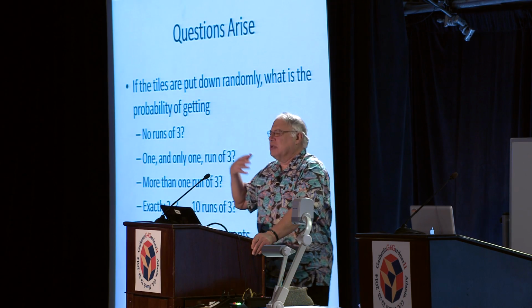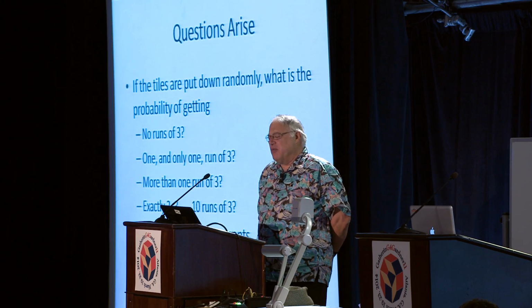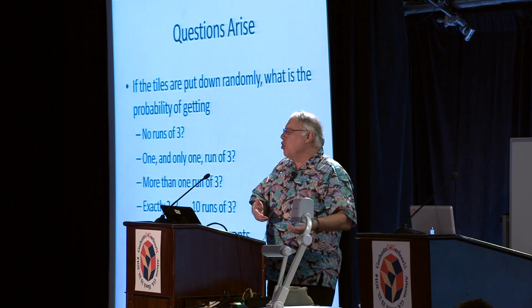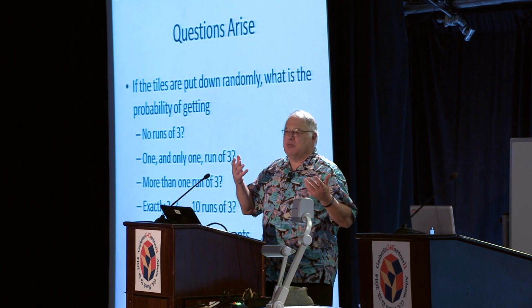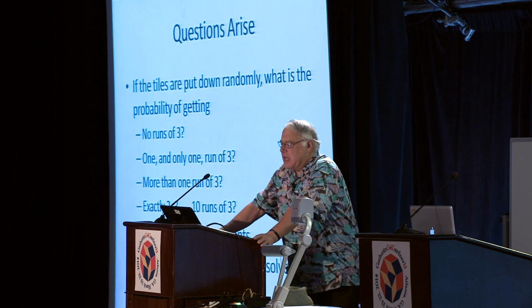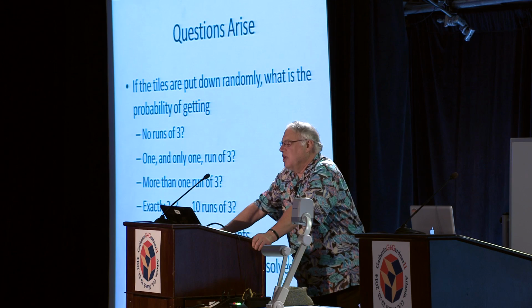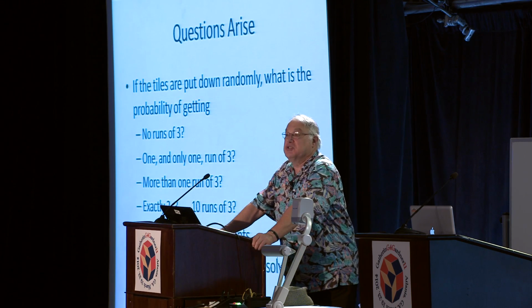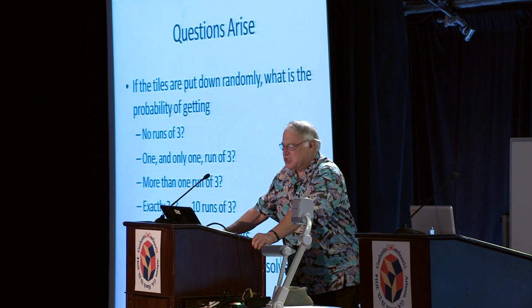So the game is maybe a little more difficult than it first appears. You start out with something very simple, but it becomes complicated pretty quickly, and questions come up. For example, if you put the 10 tiles down randomly, how many times will you get no runs of 3? How many times will you get exactly 1? How many times will you get more than 1? And so on. Now, it's easy to do this exhaustively. There's only 3,628,800 arrangements, which for this audience is a small number. My first question was, have the mathematicians already solved this?